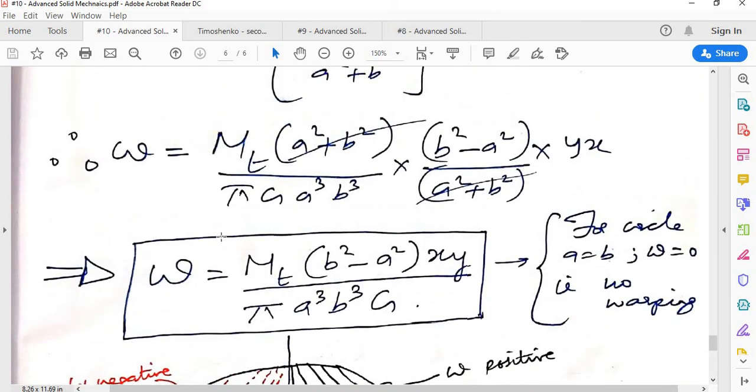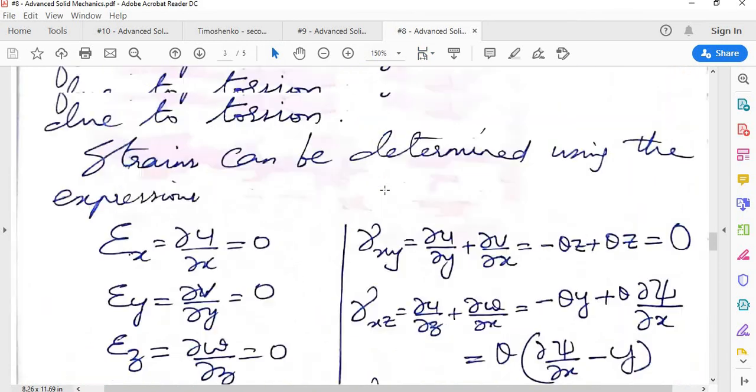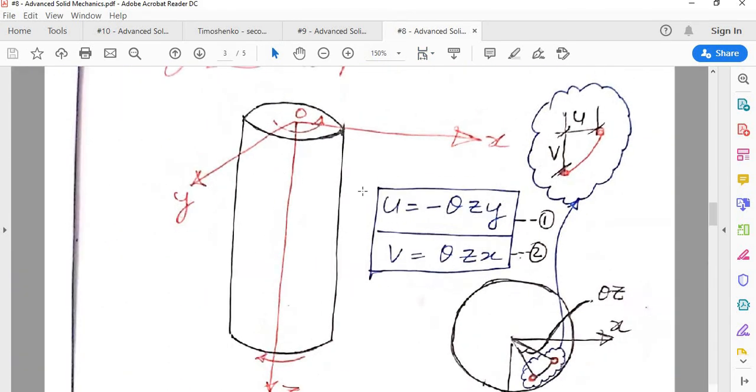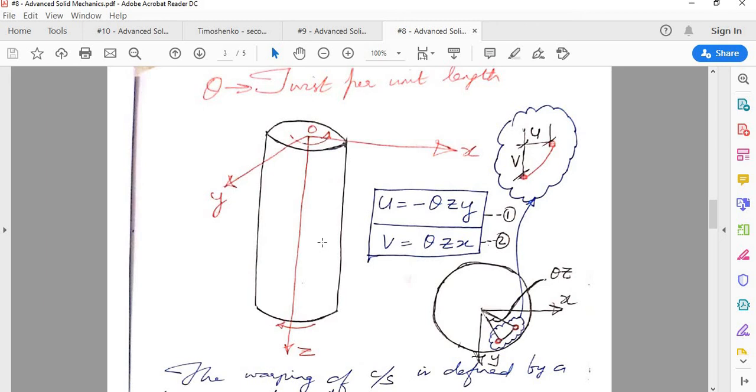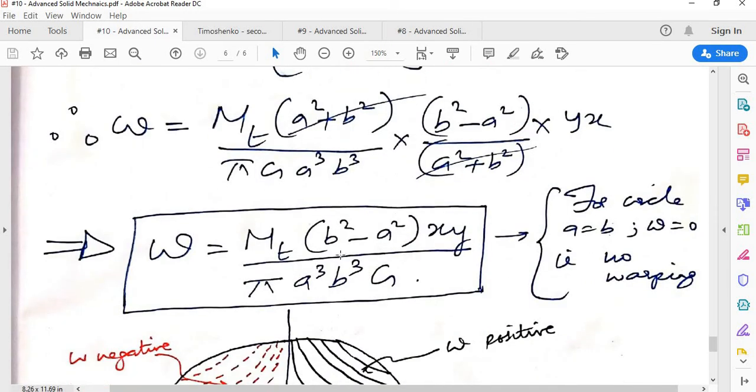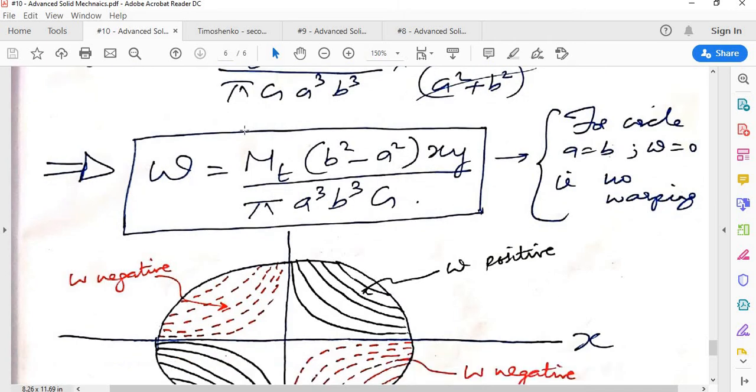Again, as I told you, it's important to get the physical feel. So remember, we are trying to solve this problem. As we said, as a result of this torsion, there will be out of plane deformation along the z direction. So this w directly gives the out of plane deformation. Now let us try to plot this.